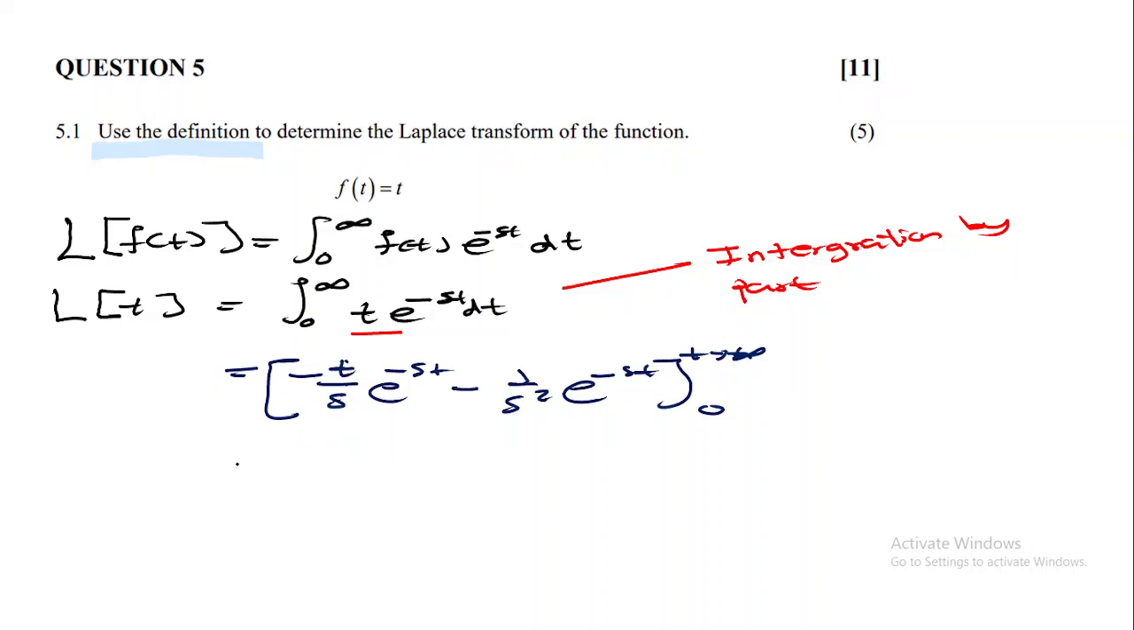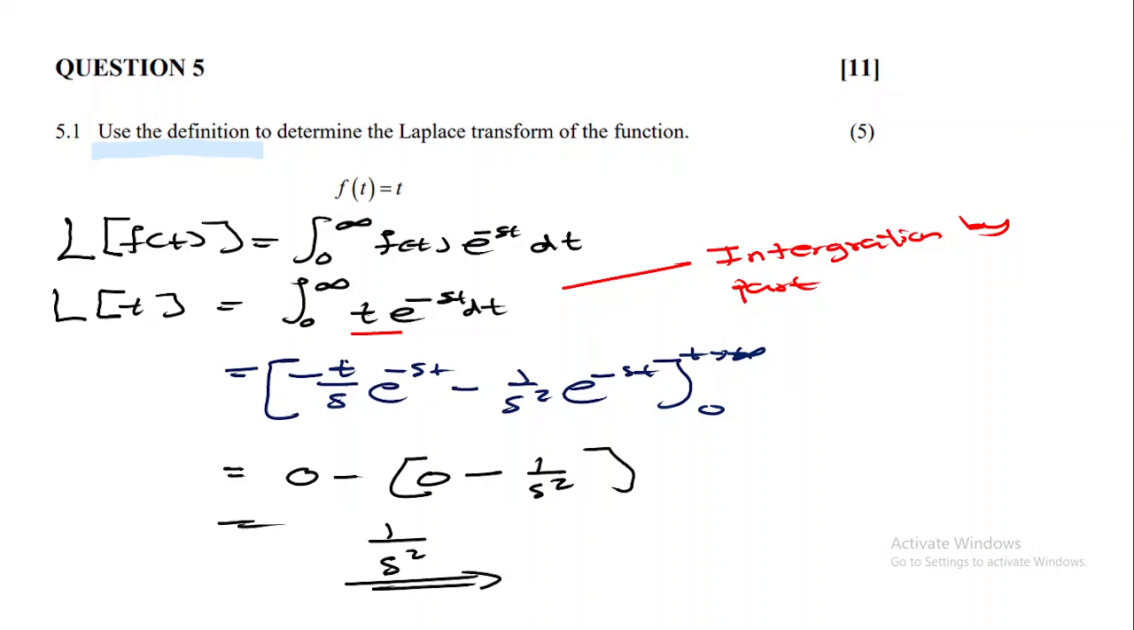So to answer this, you're going to have 0 minus, if you substitute 0 into this whole thing, 0 minus 1 over s squared. If you multiply the negative inside, your final answer will be 1 over s squared. So this is your final answer. This is how you're supposed to solve this question and get 3 marks.